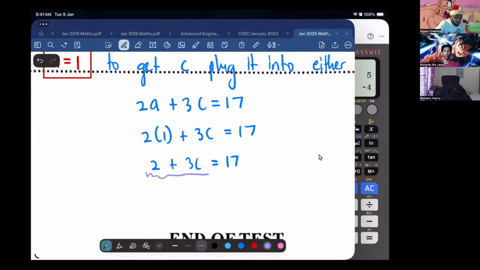Okay, I'm not hearing from Kimmy. Somebody tell me, what are we trying to find for? Trying to find for C, sir. Right, C. If you're trying to find for C, C should be the only thing on the left-hand side. So 2 does not belong there, right? That 2 should not be on the left-hand side. So if I move across 2, then I'll only have 3C on the left-hand side. That's going to be 17 minus 2. So 3C would be equal to 15.